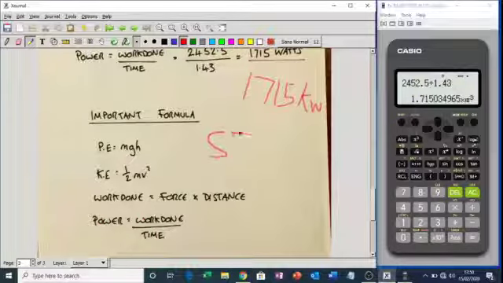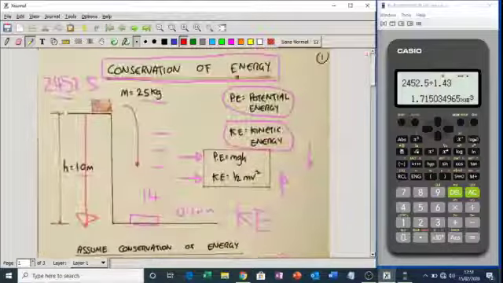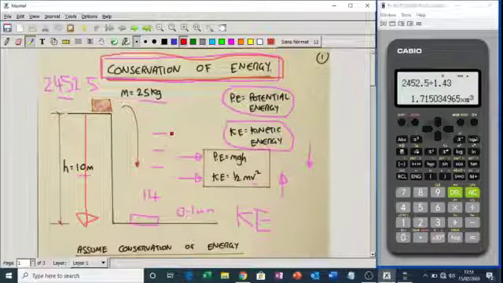Make sure you're always in SI units: mass in kilograms, gravity 9.81, height in meters, velocity in meters per second, force in newtons, distance in meters, work done in joules, power in watts, and time in seconds. So hopefully that'll help you with conservation of energy. Like it says, there's a couple of assumptions we make. Hope that helps. Over and out.